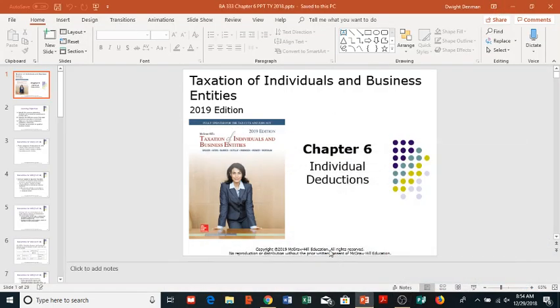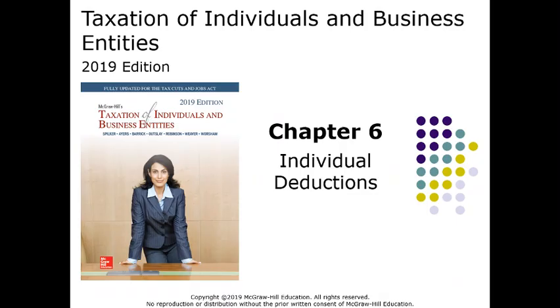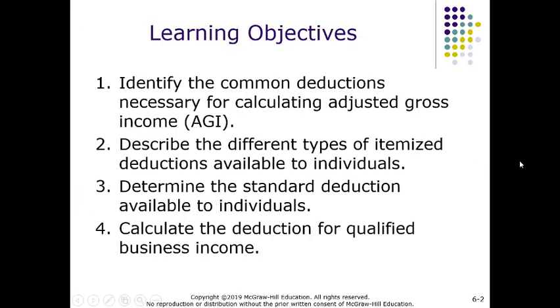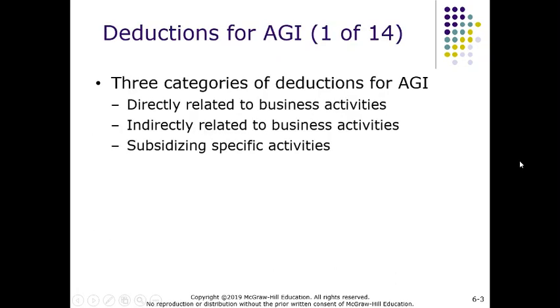All right, Chapter 6, Individual Deductions. So we get a little deeper into those for and from AGI deductions here. So the first thing we want to talk about is deductions for AGI.